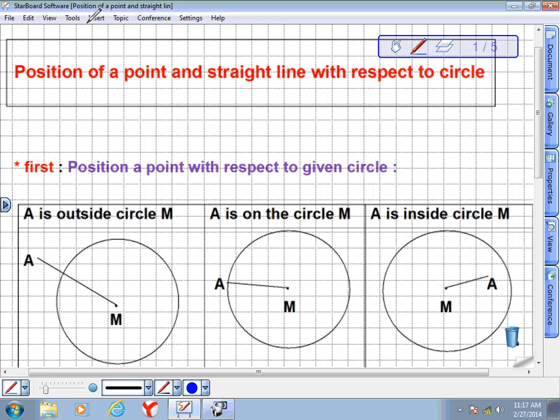Welcome our students. Today we will talk about the second lesson in the geometry for the third year for the preparatory stage. This lesson is talking about the position of a point and a straight line with respect to a circle.